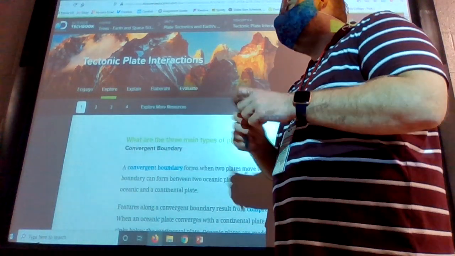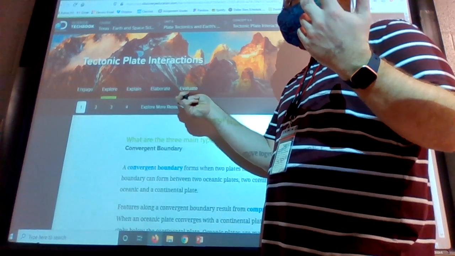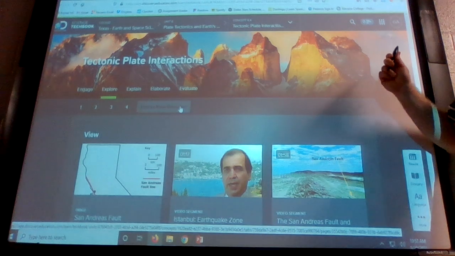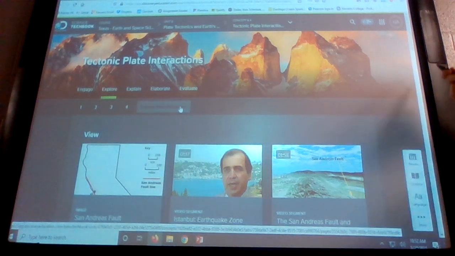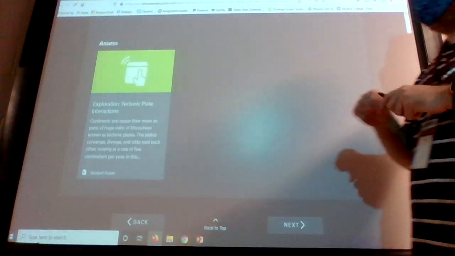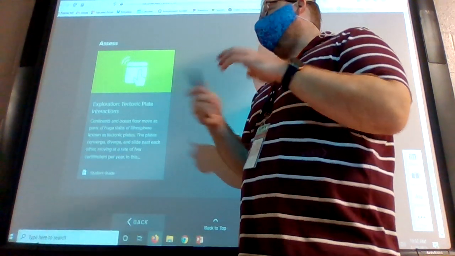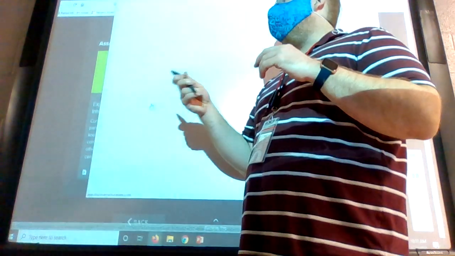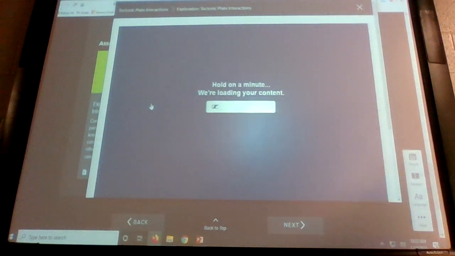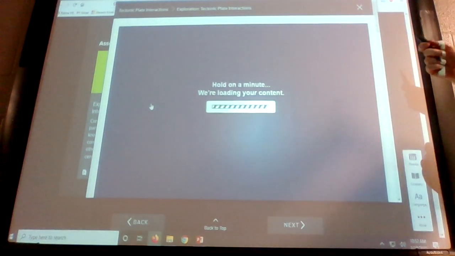We're in the Explore tab. We're looking for the exploration. So click on Explore More Resources up top here. And once you get to that page, scroll all the way down to the bottom. And the last thing you see will be the Exploration Plate Tectonics Interaction. Click on that. It should open up in a new tab or a new window. I think new tab for y'all.